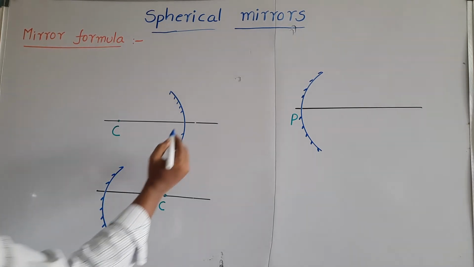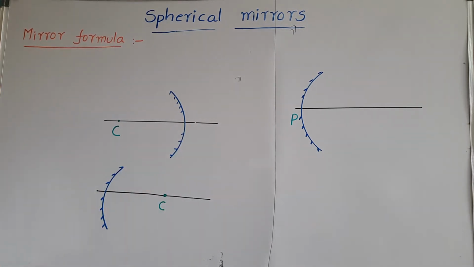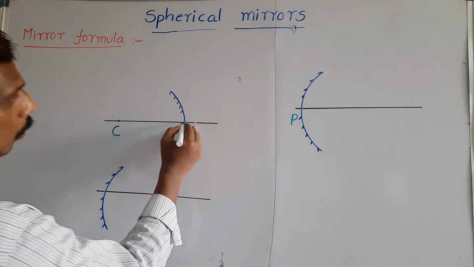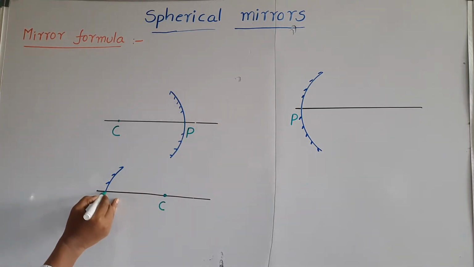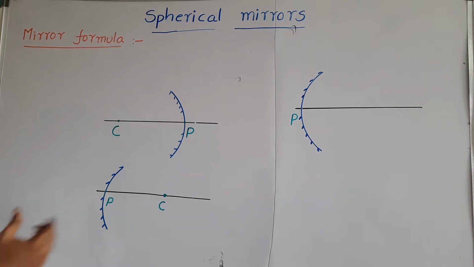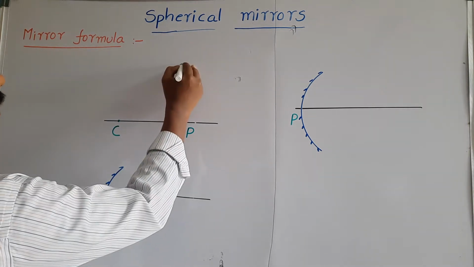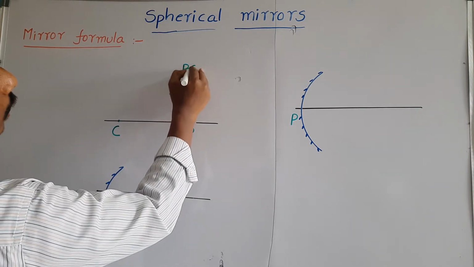Next, this intersection point is taken as the pole. So this point is taken as pole P. Here also, the same, this point is taken as pole P. Now measure the distance from pole to center. So PC, pole to center, is called the radius of curvature.